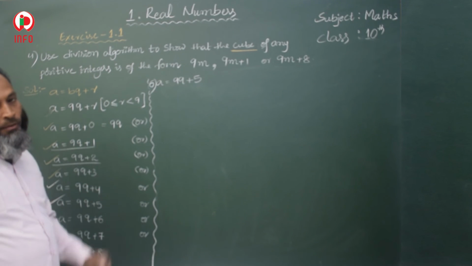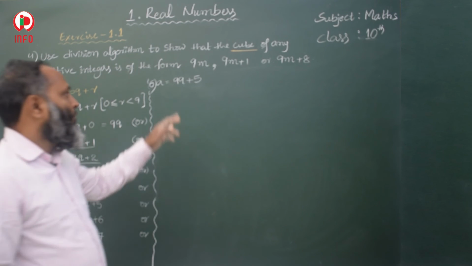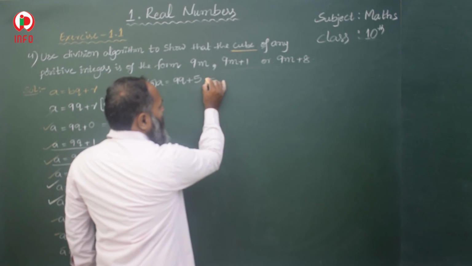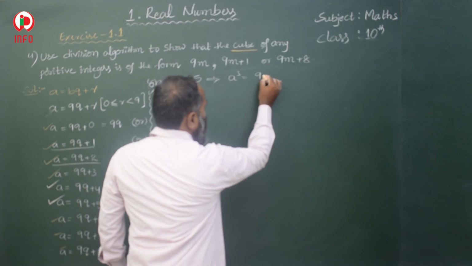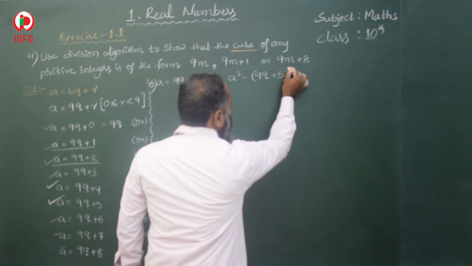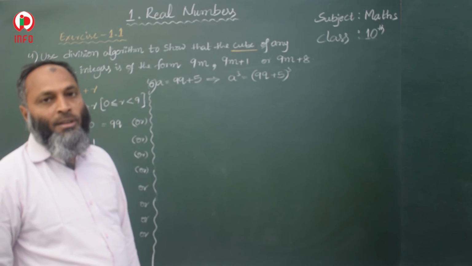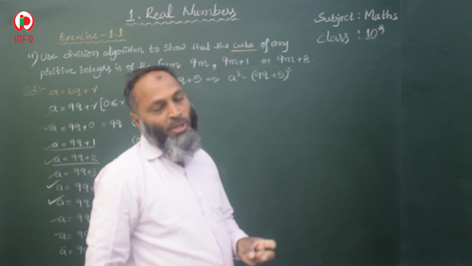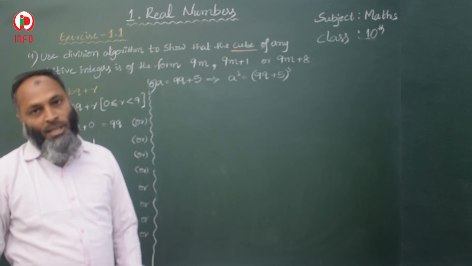4 cube, 4 4s are 16, 16 4s are 64. Till here we did. So now we move to 9 cube plus 5. Then cube on both sides. So a cube is equal to 9 cube plus 5 whole cube. Then the a plus b whole cube expansion: a plus b whole cube formula is a cube plus 3a square b plus 3ab square plus b cube.